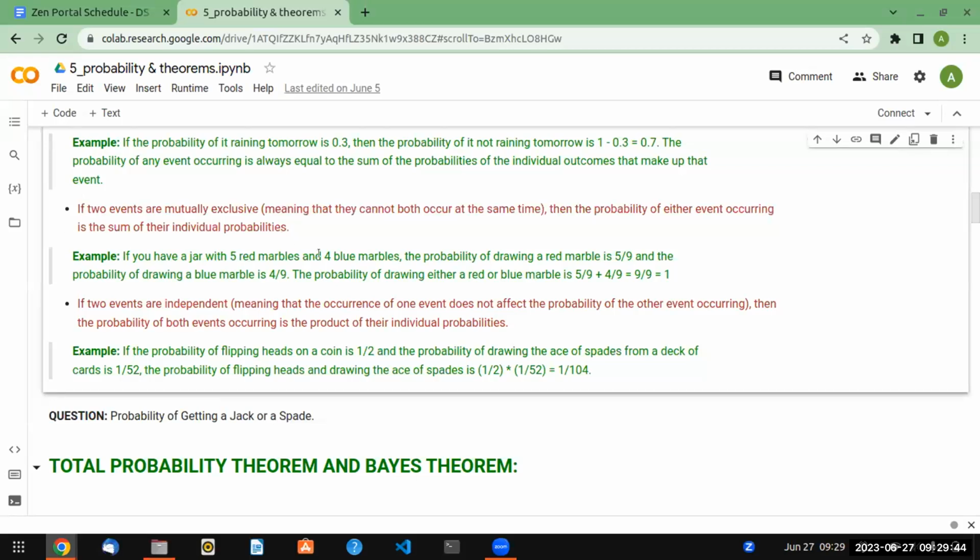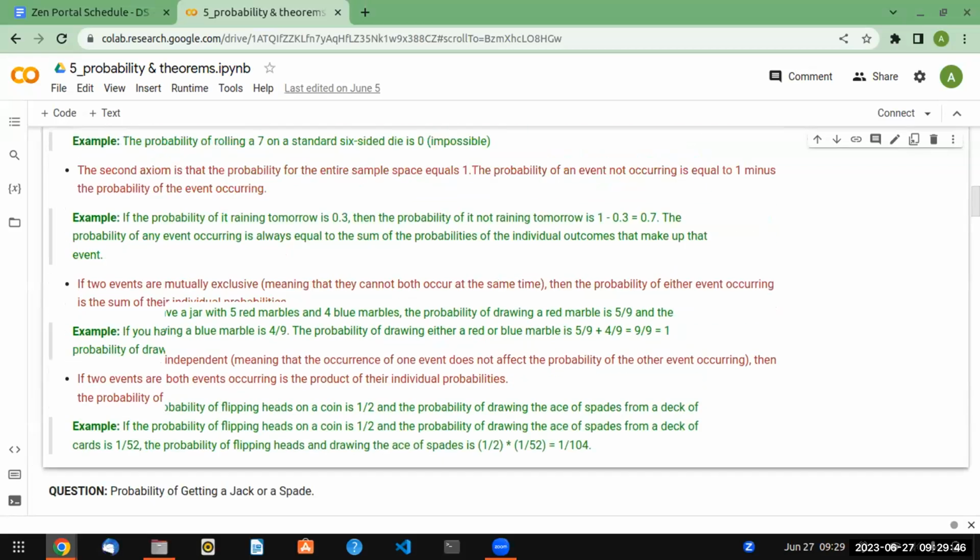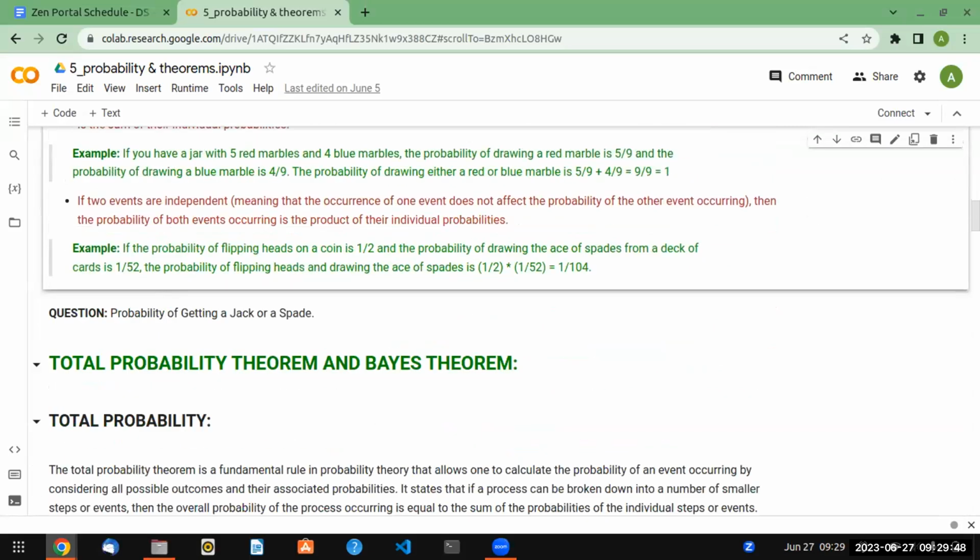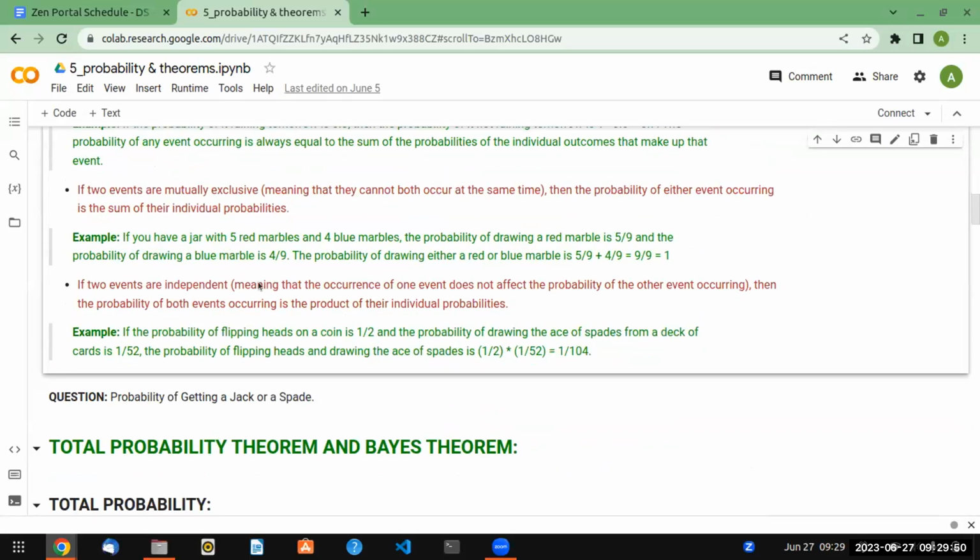Now let's go through the accepted truths first, because we have to implement these things in our real life issues. The second point is clear. Third point: if two events are mutually exclusive, meaning that they cannot both occur at the same time, then the probability of either event occurring is the sum of their individual probabilities.